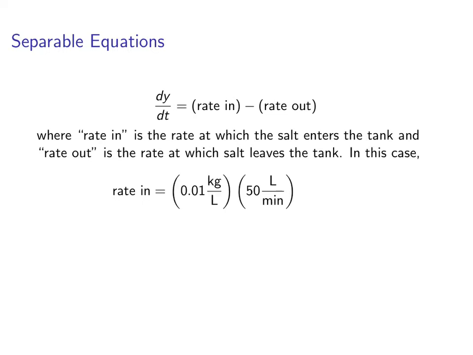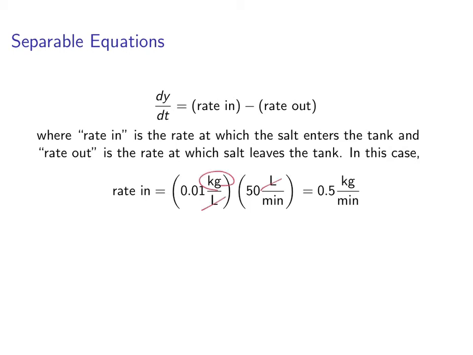It's 0.01 kilograms per liter. That's the concentration of the salt water coming in, and it's coming in at the rate of 50 liters per minute. So if we multiply those, the rate in is 0.01 kilograms per liter, the concentration of the brine coming in, times 50 liters per minute. We multiply those to get 0.5 kilograms per minute. Notice that the units cancel out.